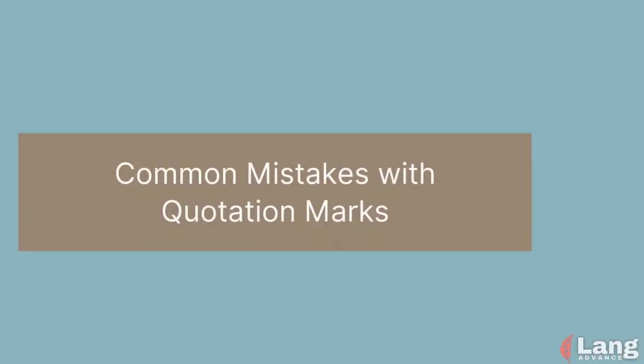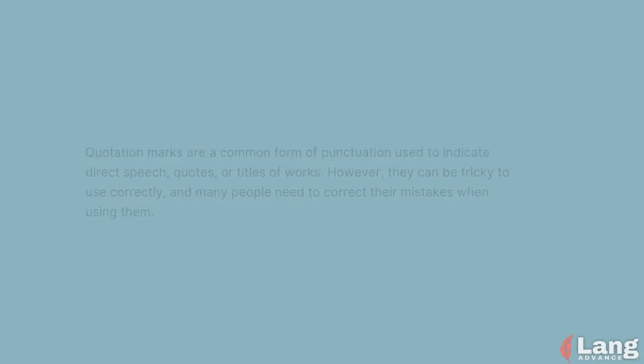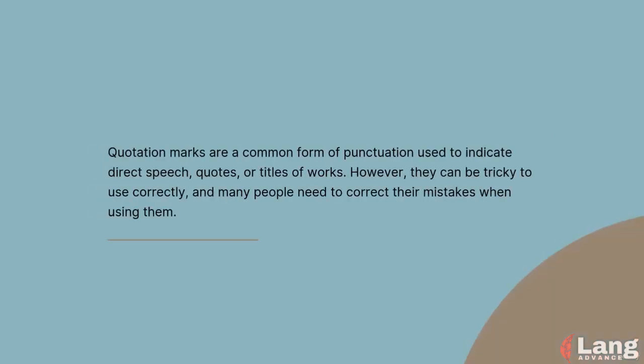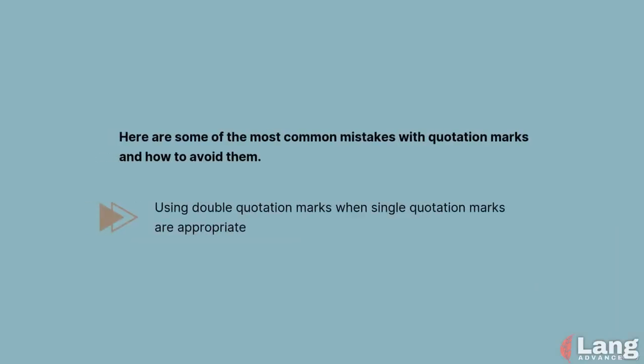Common mistakes with quotation marks. Quotation marks are a common form of punctuation used to indicate direct speech, quotes, or titles of works. However, they can be tricky to use correctly, and many people make mistakes when using them. Here are some of the most common mistakes with quotation marks and how to avoid them.